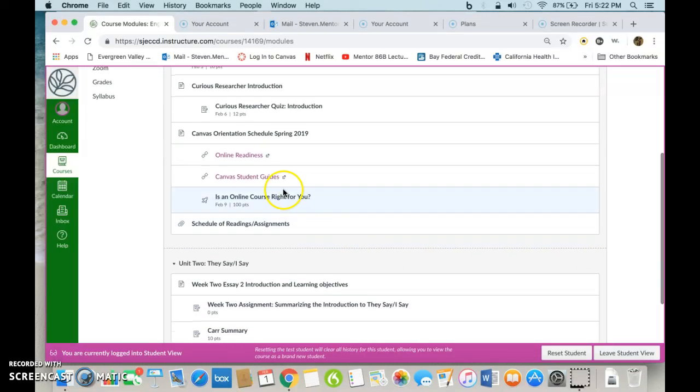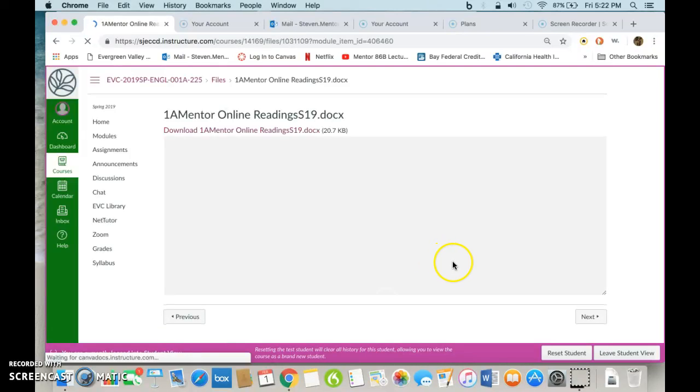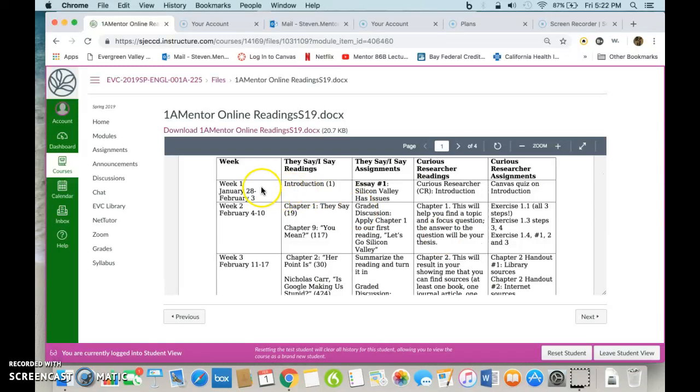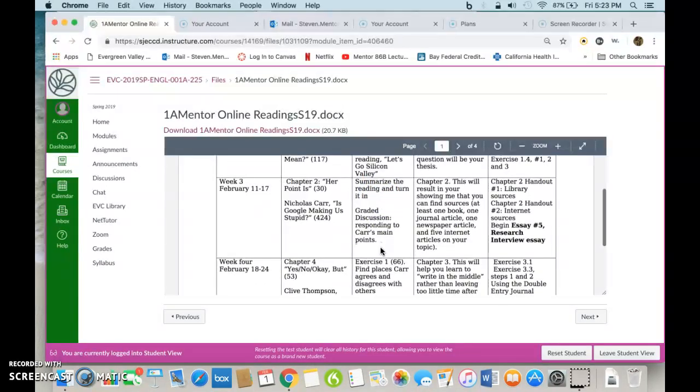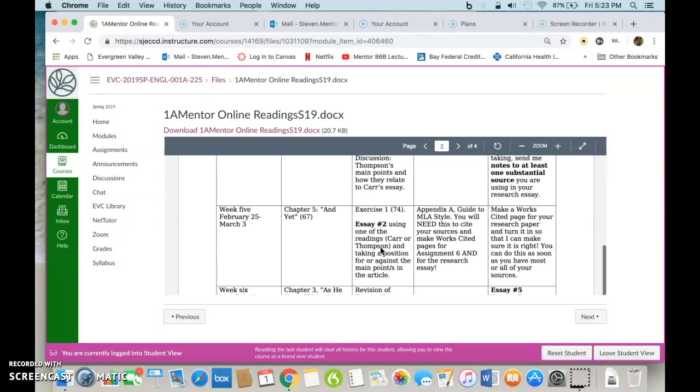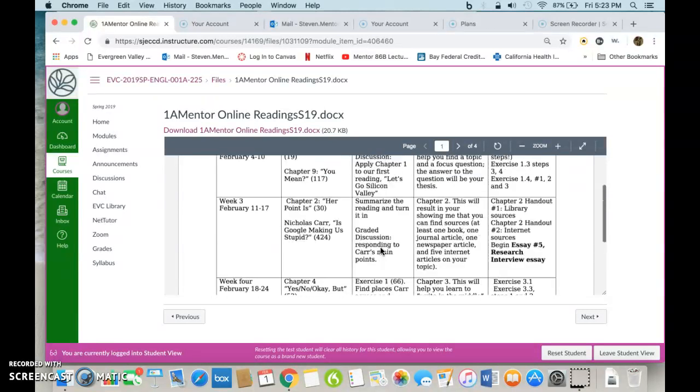Okay, and then finally, down here, we have a schedule of readings. That schedule of readings is real important because that'll help you see what's due for each week. So each week, you'll have the readings in They Say, I Say, our textbook, and then there's assignments. Also in Curious Researcher, and there's assignments. The first essay isn't in They Say, I Say, but all the rest of them are. So all the rest are in here. You'll be looking at readings, you'll be responding to them, you'll write papers on them, and so on.